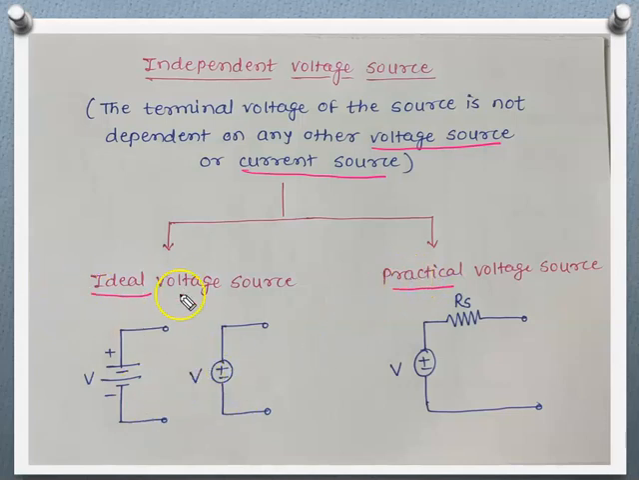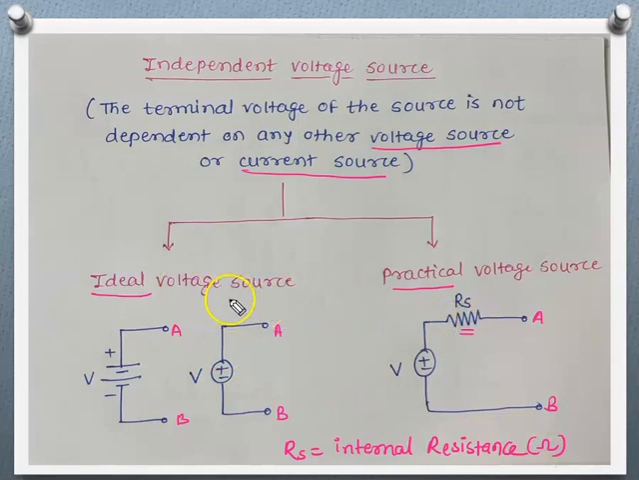These are the symbols for the ideal voltage source, where plus minus, this is the battery having voltage capital V volts, and this is also a voltage source with these A and B terminals. Okay, and this is the symbol for the practical voltage source, where these are the same A and B terminals. This is the V voltage, and this Rs is the internal resistance of the source in terms of ohms.